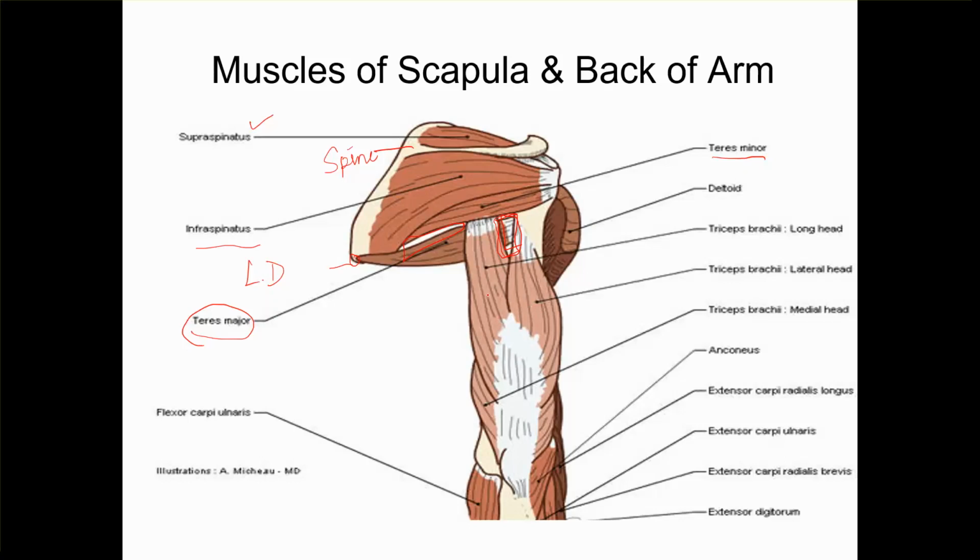It has three heads. This is the long head of triceps. Then laterally we can see the lateral head of triceps, and medially the medial head of triceps. The medial head and lateral head of triceps take origin from the humerus itself, whereas the long head of triceps takes origin from the infraglenoid tubercle. Okay, next.